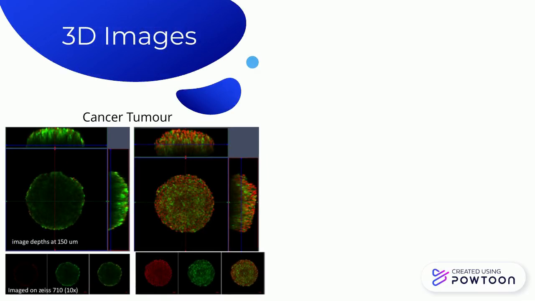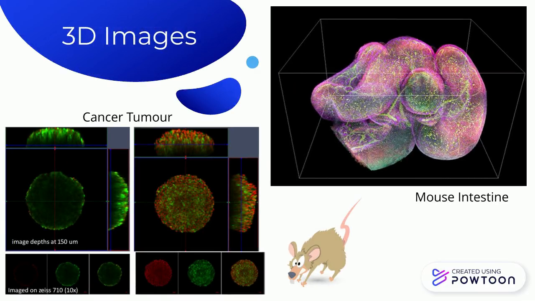Three-dimensional imaging is a revolutionary application of fluorescence microscopy. These examples are 3D images of a cancer tumor and a segment of mouse intestines from a fluorescence microscope.